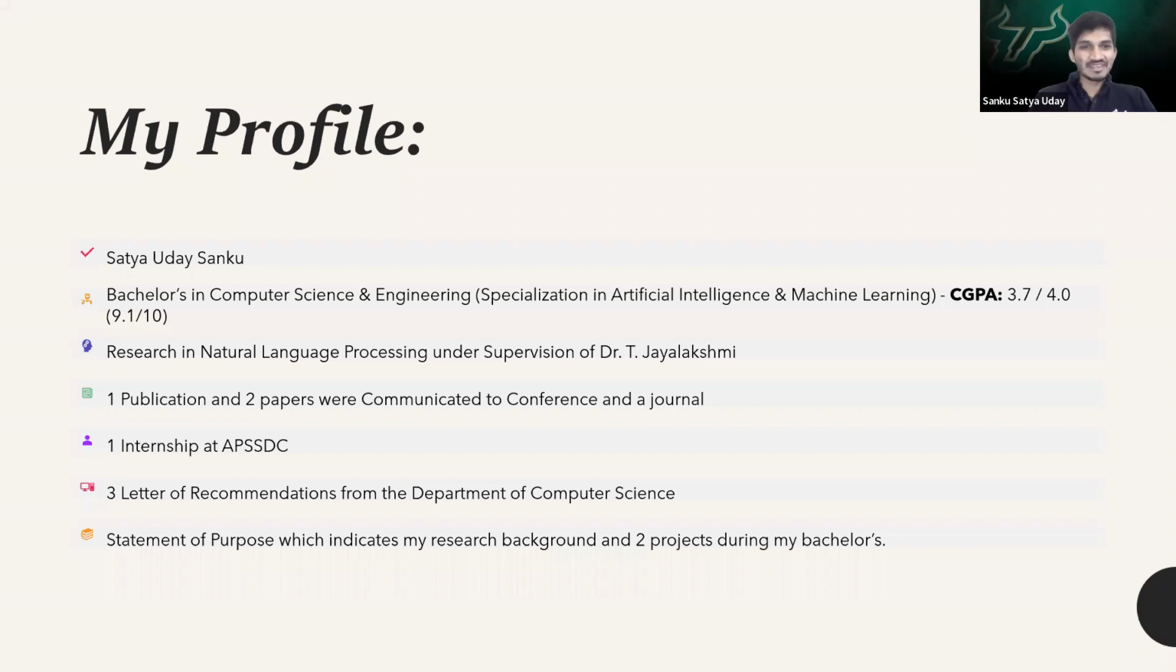And for your example, here is my profile. I have done bachelor's in computer science and engineering, as all of you know, and my specialization is in artificial intelligence and machine learning. My research is in natural language processing under supervision of Dr. T. Jayalakshmi when I was in undergrad, and I have one publication, and the other two papers were communicated to a conference and a journal.